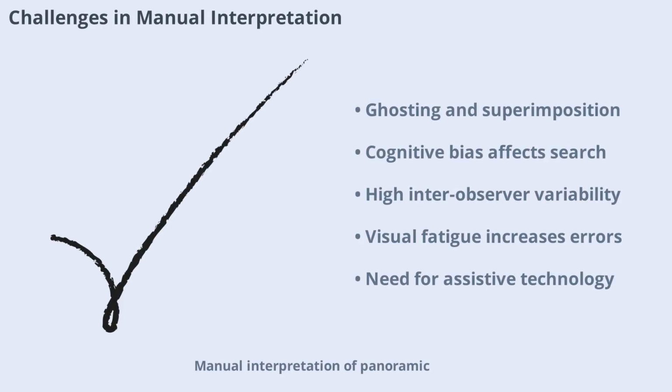Manual interpretation of panoramic radiographs is fraught with challenges. Anatomical ghosting and superimposition can confuse even experienced clinicians, leading to missed or misdiagnosed pathologies. Cognitive biases, such as satisfaction of search, cause practitioners to overlook secondary issues once a major finding is detected. Interobserver variability is high, with disagreements on boundaries and early lesions.